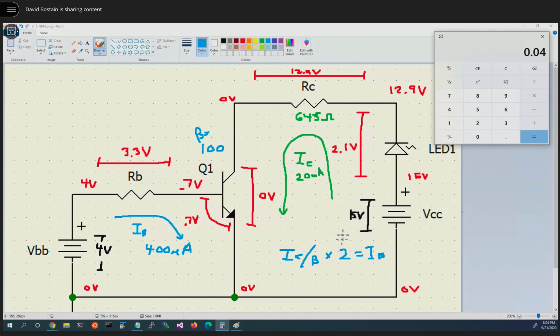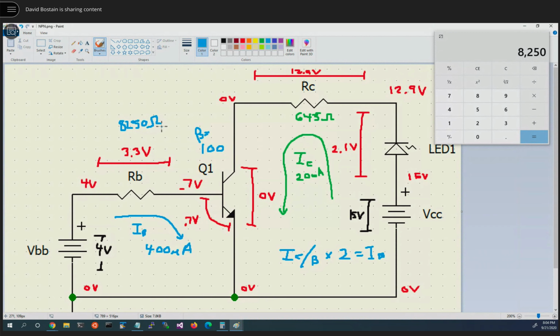Let's figure out the value of the resistor. We take 3.3 and divide it by the 400 microamps. So let me clear this. So 3.3 divided by 0.0004. That is equal to 8,250. I'm sorry, 8.25 K or 8.3 K. And that's the number of ohms.